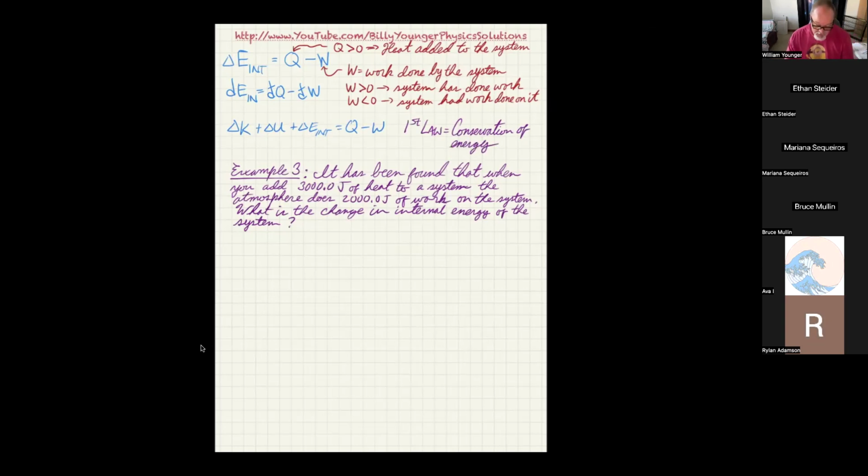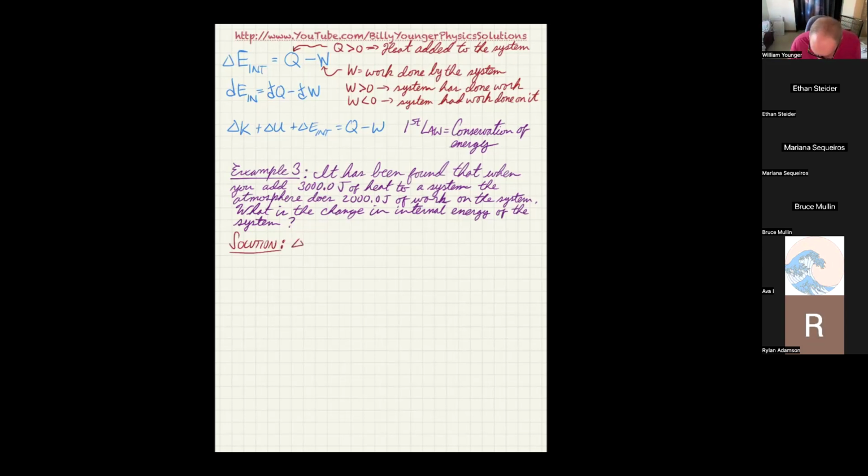Okay. So just to get a really easy problem out of the way, I've written example 3 here. It says, it has been found that when you add 3,000 joules of heat to a system, the atmosphere does 2,000 joules of work on the system. What is the change in internal energy for the system? So this is really a point where you can actually see exactly what we mean by W being work done by the system and Q being heat added to the system, assuming they're both positive.